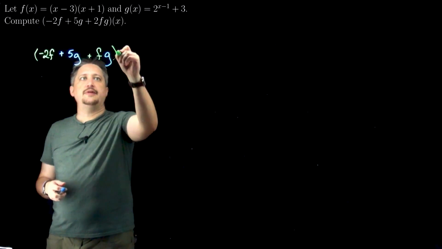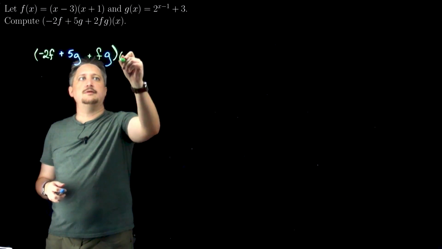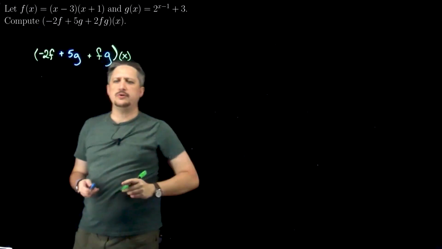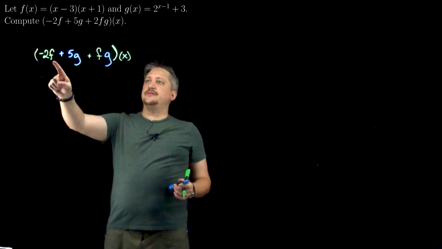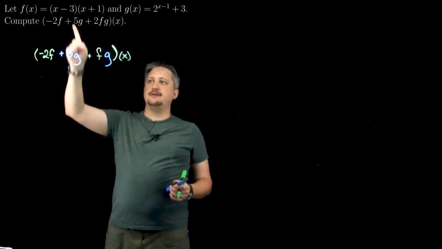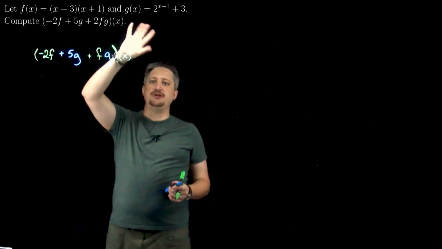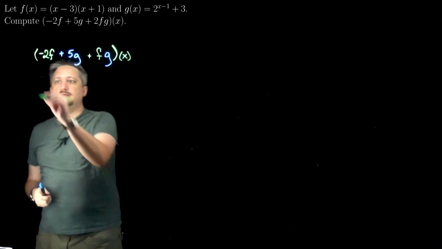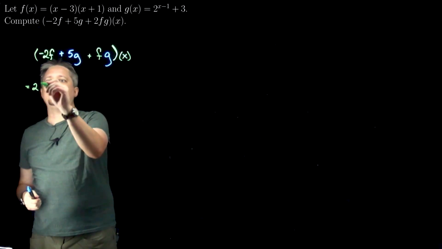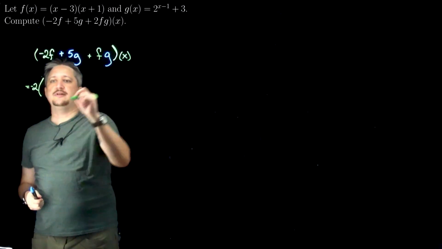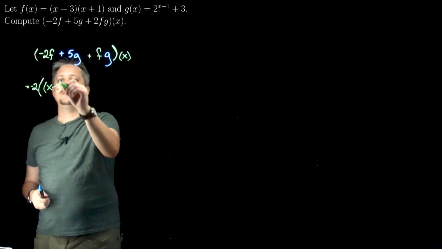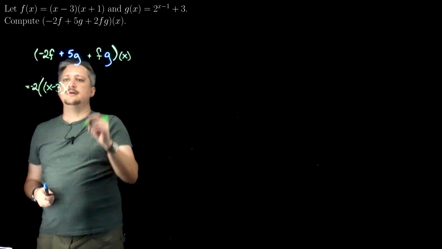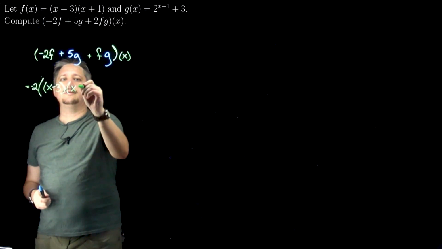And it's that of x. Right, not times x, of x. Okay, so to this end, everywhere I see f, I'm going to plug in f. Everywhere I see g, I'm going to plug in g just as is. So I'm going to get minus 2 times, and then f, which is x minus 3, times x plus 1.